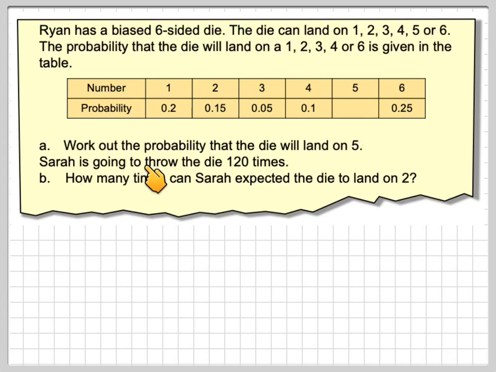It says A, work out the probability that the die will land on 5, the missing value. B, Sarah is going to throw the die 120 times. How many times can she expect the die to land on 2?